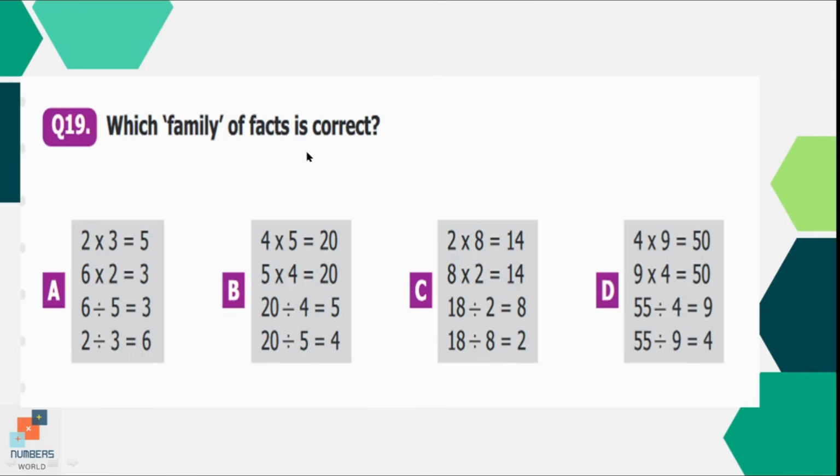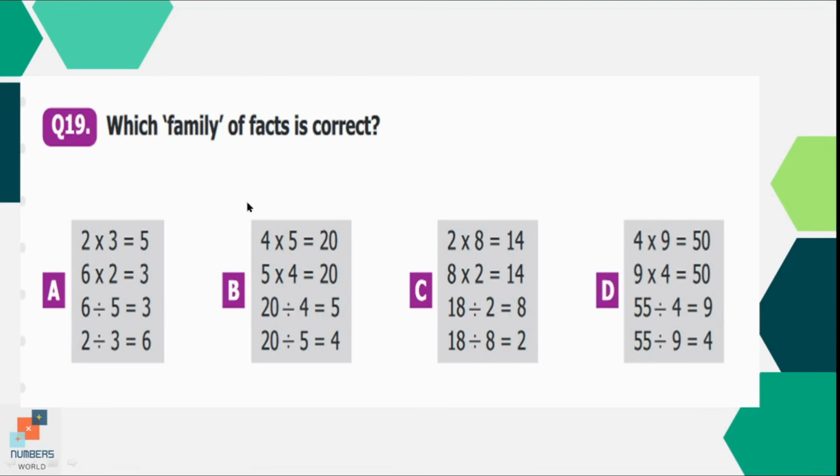Question number 19. Which family of facts is correct? So let's check our options. Option A is 2 3s are 5, which is incorrect because 2 3s are 6. Option B is 4 5s are 20, that is correct. Option C is 2 8s are 14, that is not right because 2 8s are 16. The last option is 4 9s are 50, which is also not right because 4 9s are 36.